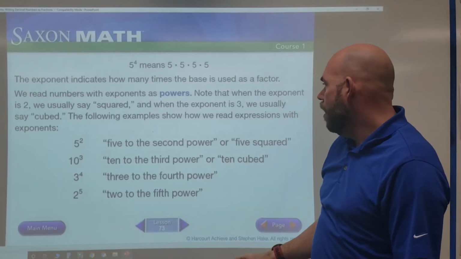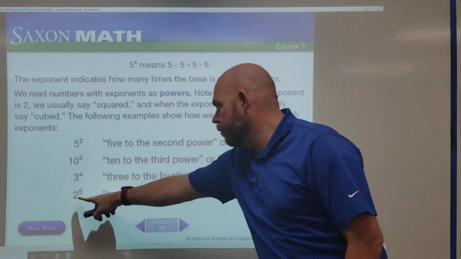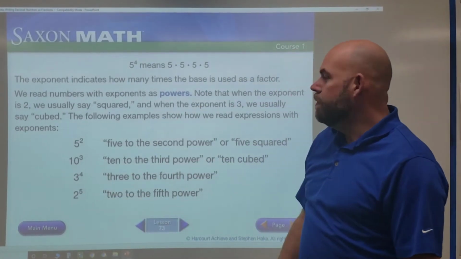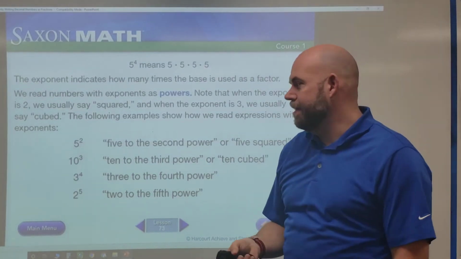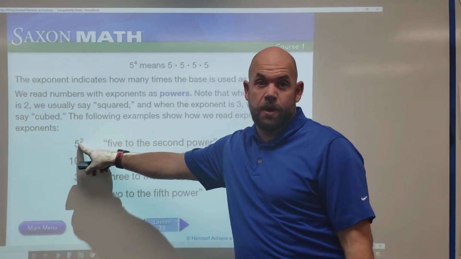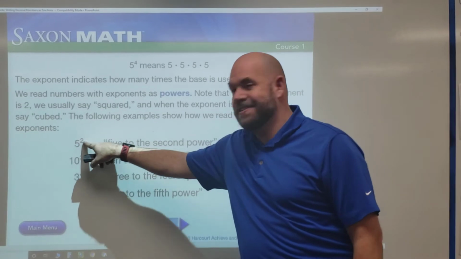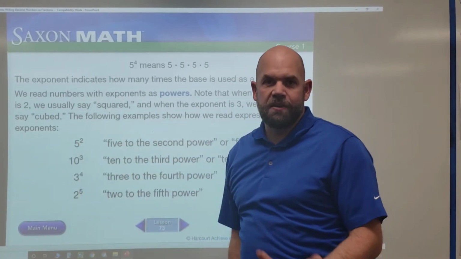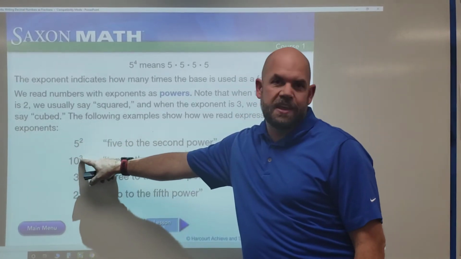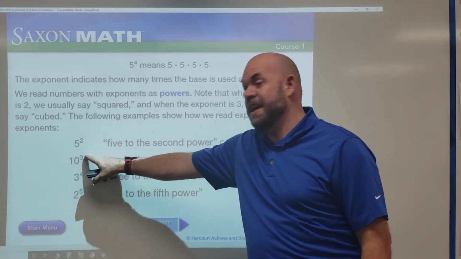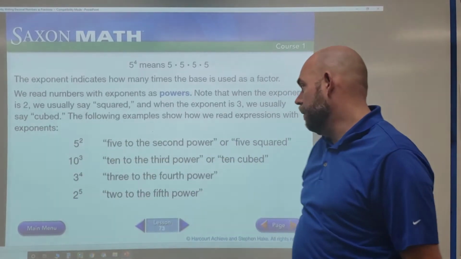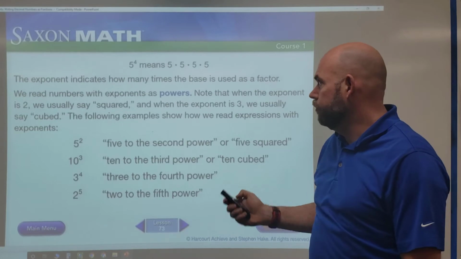5 to the 4th power, right? Or 2 to the 5th power. The only exception to that is if it's squared, we just say squared. You could technically say 5 to the 2nd power, but usually we say 5 squared. And with 3, we say cubed. So 10 cubed or 10 to the 3rd power. You can say either of those.